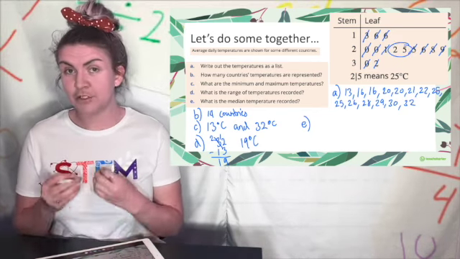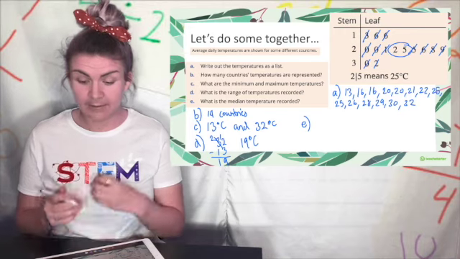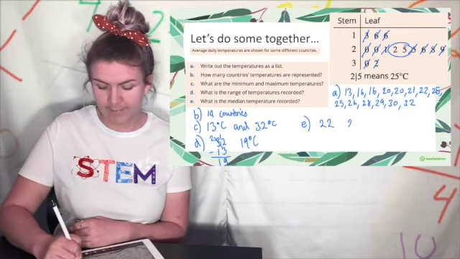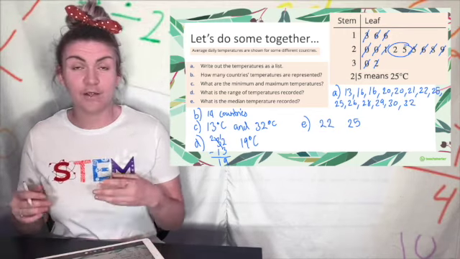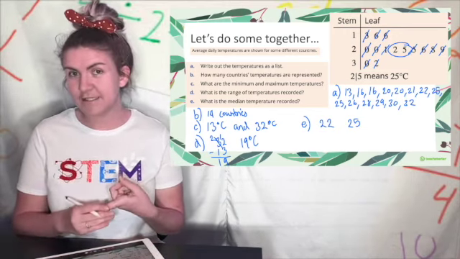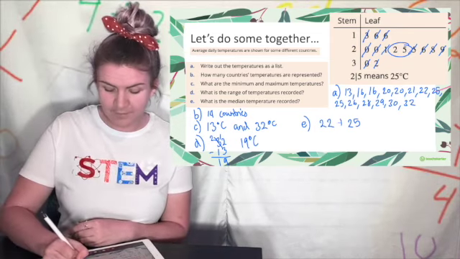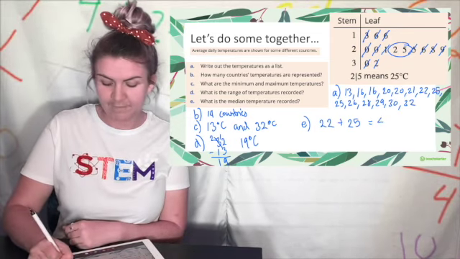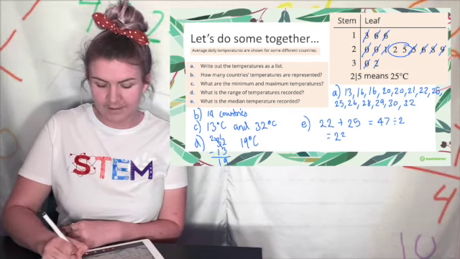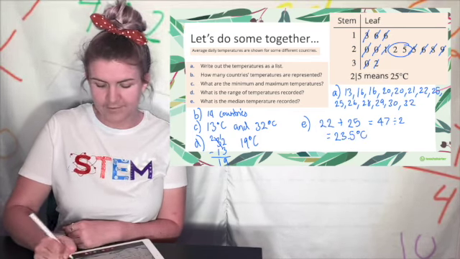Now this is not the number 2 and the number 5, this is the number 22 and 25. I'm actually going to write them out here so I can remember my two numbers. I have 22 and 25, and I've got to find the median of these two numbers, which means add them together and divide by 2. So I'm going to add them together to give me 47, and then I'm going to go 47 divided by 2 to give me 23.5 degrees Celsius.